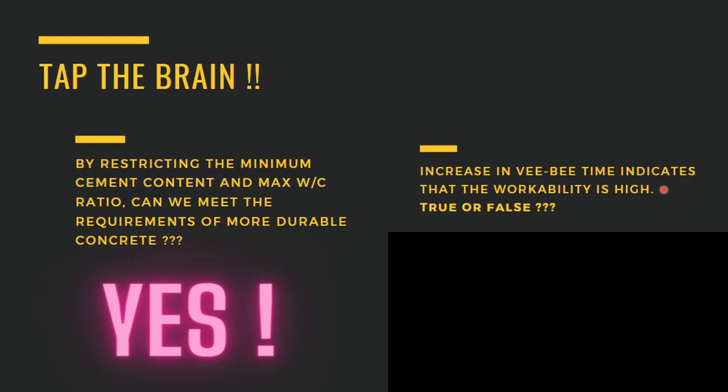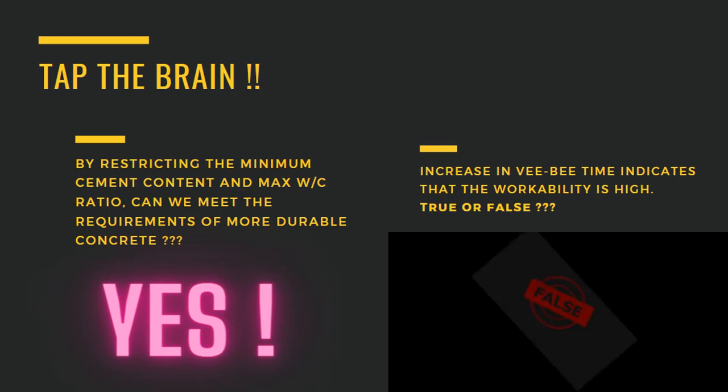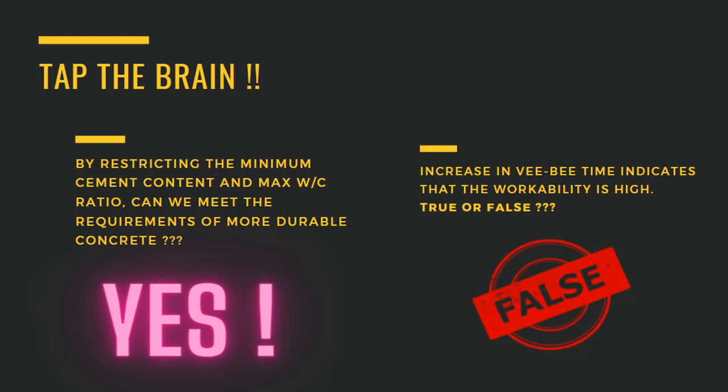In VB, actually what happens is the concrete is revolved inside a drum so that it spreads. So is high time required for high workable concrete or low workable concrete? Obviously, low workable concrete will require the high time to get spread out in the drum by some revolutions. So the answer for this is false. Increase in VB time indicates that the workability is low.